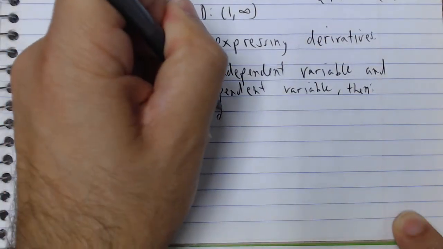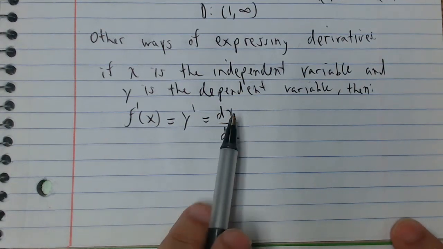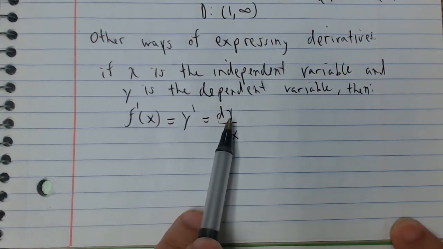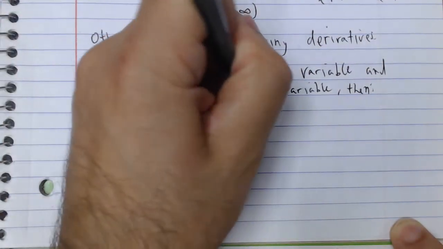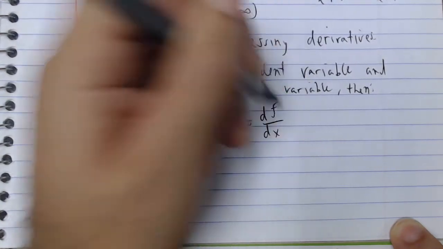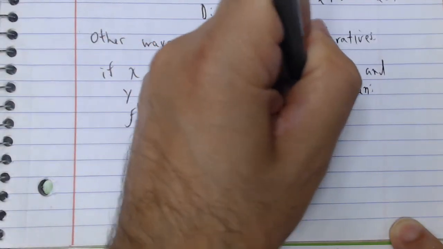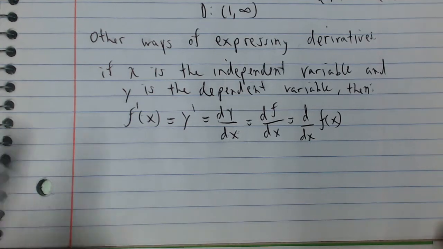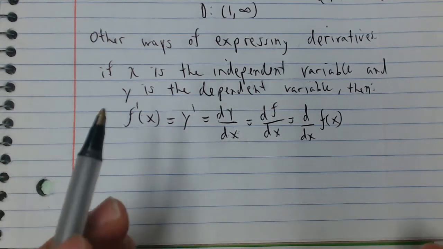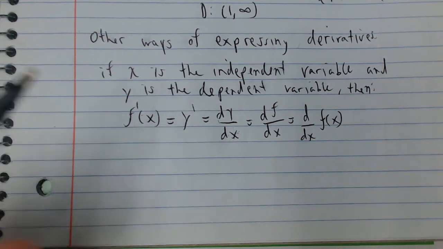And then you could have dy dx. This is in Leibniz notation, which basically when you see dy dx, you're saying find the derivative of y with respect to x. Okay, so this is basically saying the same thing as that. And then you could have df dx, where y and f are the same thing. Or you could have d dx of f of x, which is basically saying find the derivative of f of x with respect to x. So remember, these all mean the same thing. When you see this notation, these are all saying find the derivative of f with respect to x.